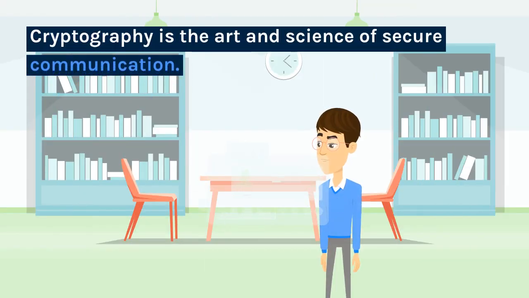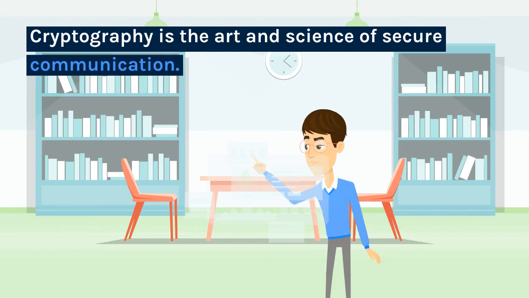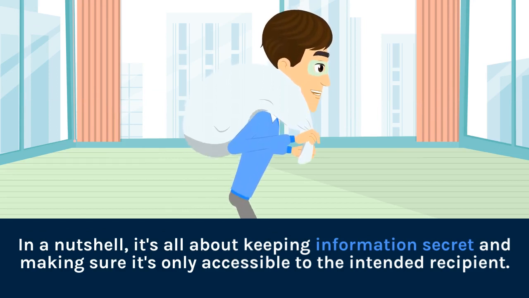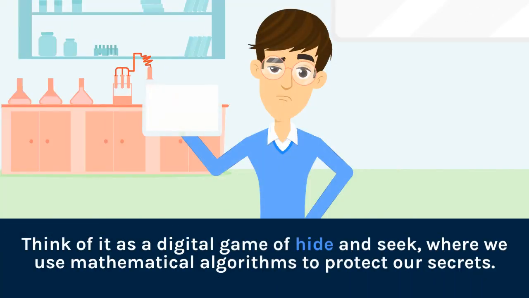Cryptography is the art and science of secure communication. In a nutshell, it's all about keeping information secret and making sure it's only accessible to the intended recipient. Think of it as a digital game of hide and seek, where we use mathematical algorithms to protect our secrets.